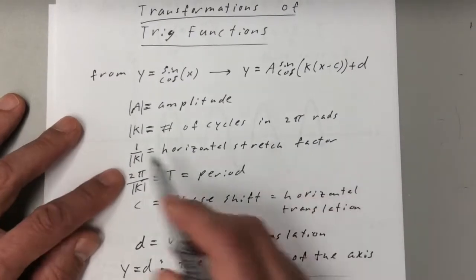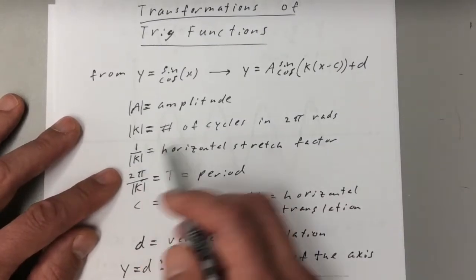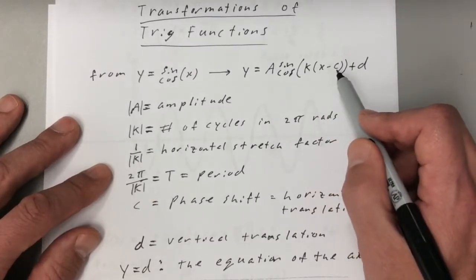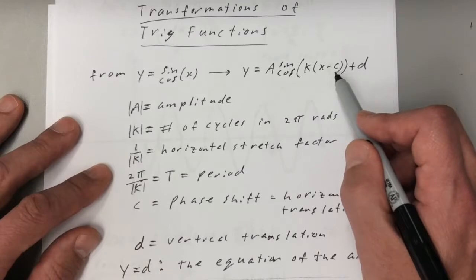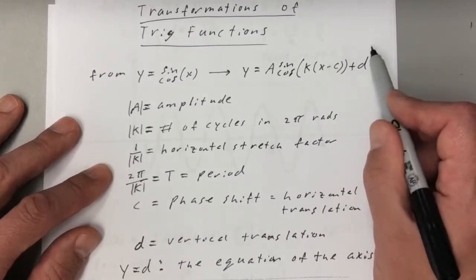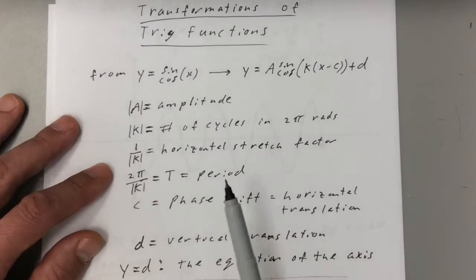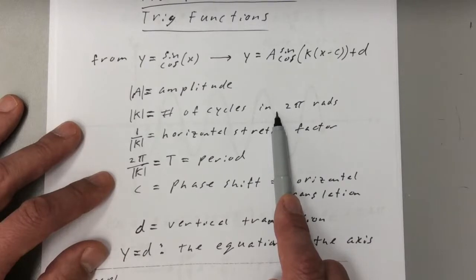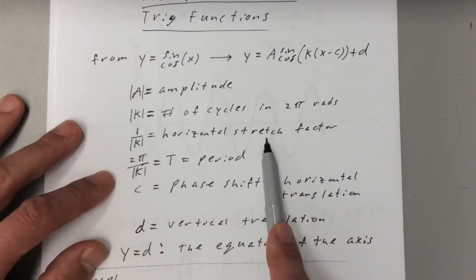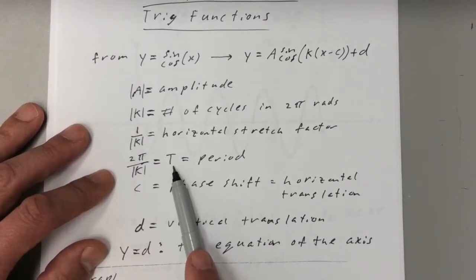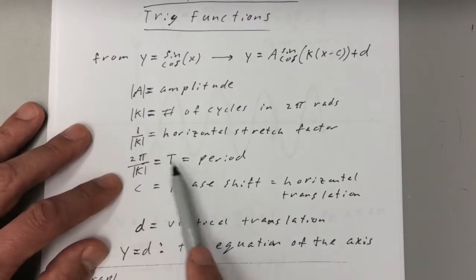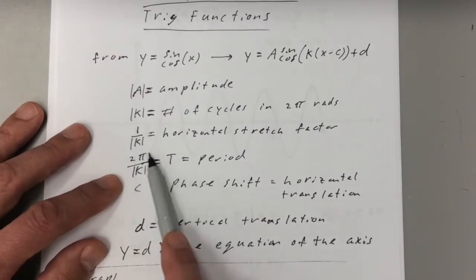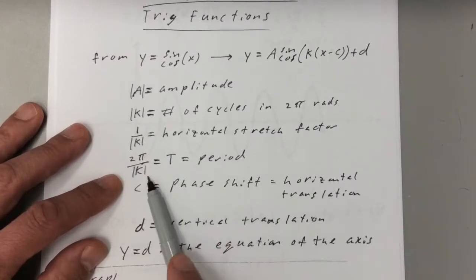The horizontal stretch factor is 1 over the absolute value of k. That's what we get from transformations. 1 over this is the horizontal stretch factor. C is the horizontal translation. And D, well, that is the vertical translation. So with the horizontal stretch factor, we've got a number of things. This number is the number of cycles between 0 and 2 pi. 1 over k is the horizontal stretch factor. And the period, which is the length it takes for one cycle, is the formula 2 pi divided by the absolute value of k. And if you want to find k, it's 2 pi over T. So you can do it either way.